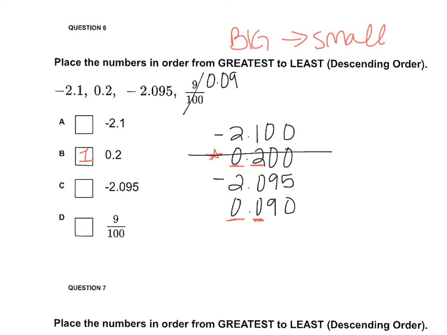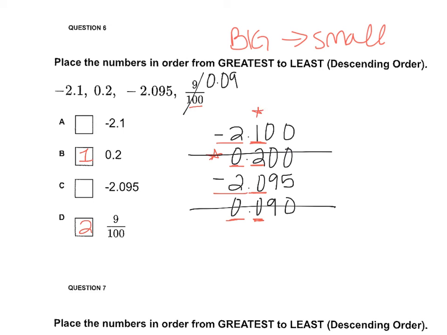So now I'm left with negative 2.1, negative 2.095, and 0.09. Only one of those is a positive number. That has to be my next biggest, okay? So the 0.09 is going to be my number 2, and that was 9 over 100. So I'm going to put a 2 here. So now we've used that number. Now we're left with 2 negative numbers. So I have negative 2 and negative 2. Those are the same. So now I'm going to move over to the next number, 1 or 0.